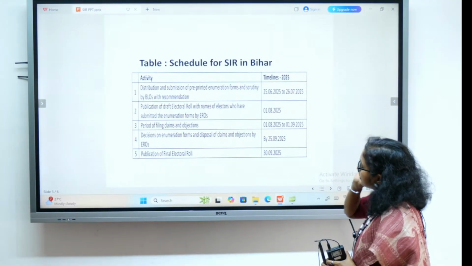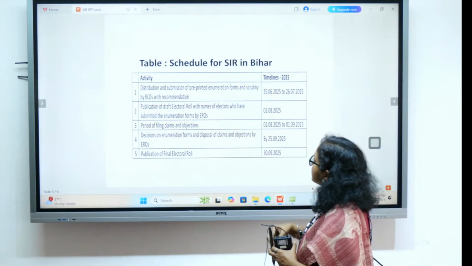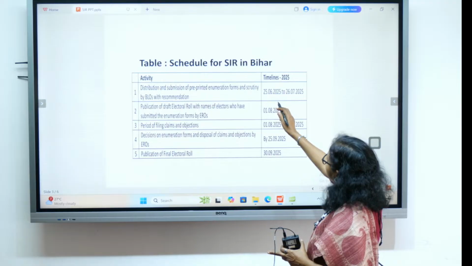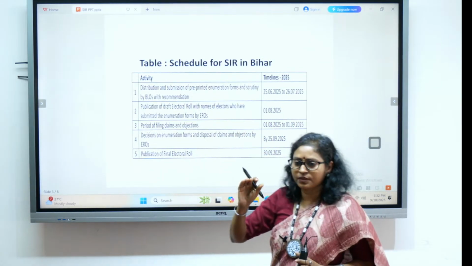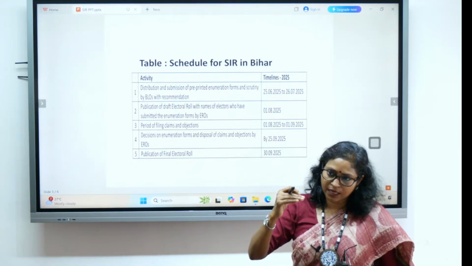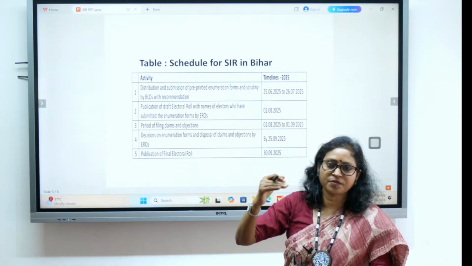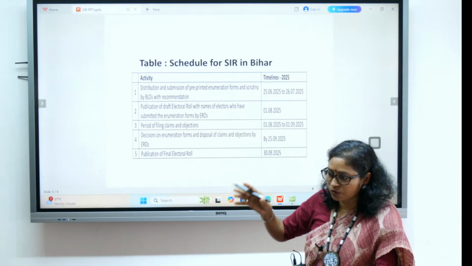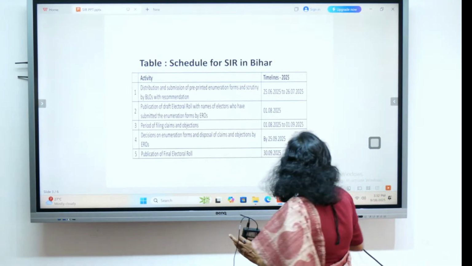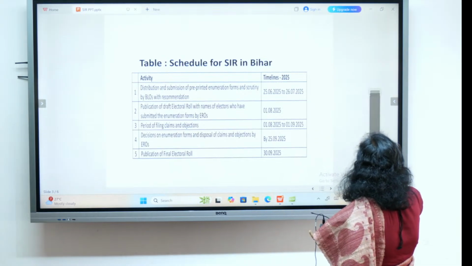So you can see the schedule. The schedule starts 25th June. They started the distribution of enumeration forms. The enumeration form is basically where the required information is collected for the upgradation of the electoral roll. Around 8 crore people.